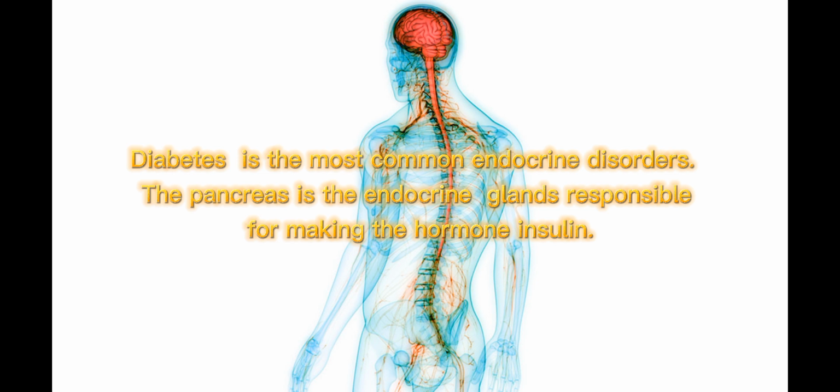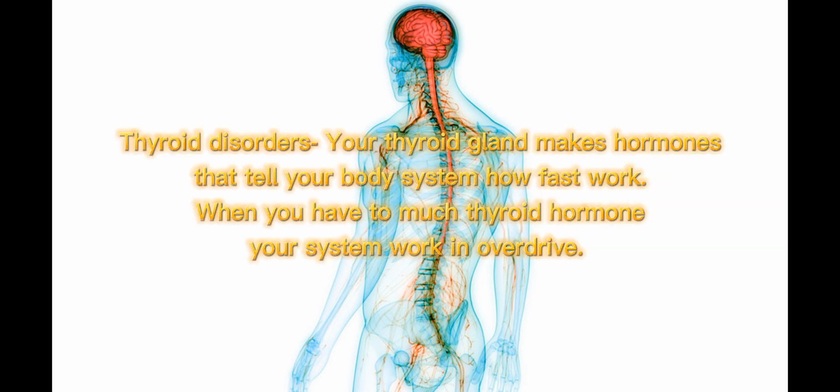Diabetes is the most common endocrine disorder. The pancreas is the endocrine gland responsible for making the hormone insulin. Thyroid disorders: your thyroid gland makes hormones that tell your body systems how fast to work. When you have too much thyroid hormone, your system works in overdrive.